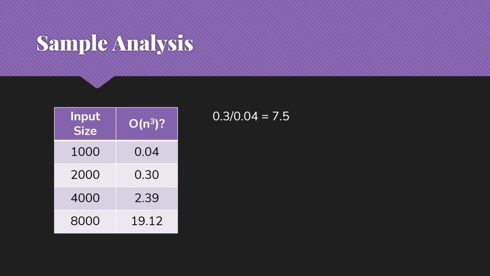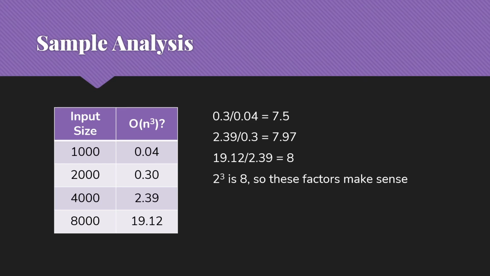So here, 0.3 divided by 0.04 is 7.5. So that's not quite 8, but close. 2.39 divided by 0.3 for the next pair is quite a bit closer to 8. And actually, in this case, 19.12 divided by 2.39 is exactly 8. 2 to the third is 8. These factors absolutely make sense. And we would actually expect that the smaller the input, the more overhead might be reducing the factor. So these make a lot of sense. We can assume that our analysis is almost certainly, in this case, accurate.